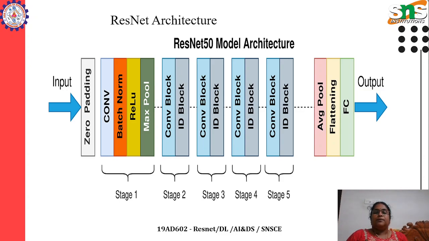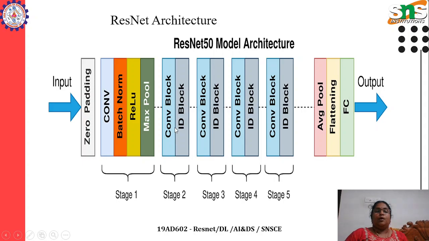The architecture that we are discussing is the ResNet architecture displayed in the slide. This is the ResNet 50 model architecture. As we already know, the ResNet has the input starting from the left side, and the right side will be the output. There is a zero padding. Then we have the convolution layer, batch normalization, and ReLU, the rectified linear unit, and the max pooling layer.